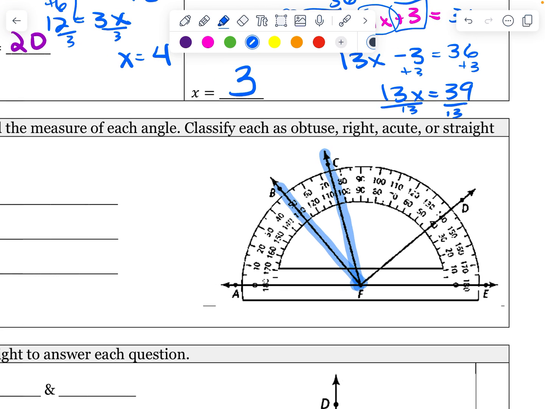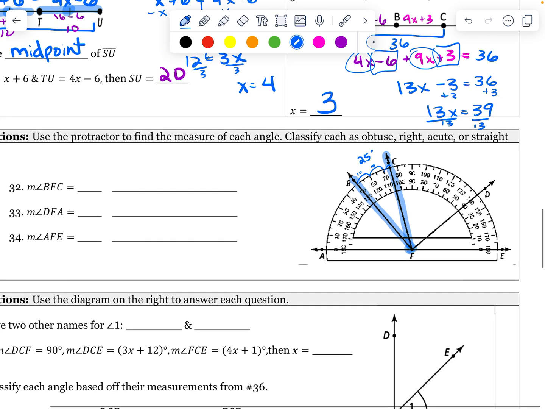Now, kind of hard to read this. Let's see what we got here. I'm just going to use some logic. I know that that's 50 to 60 to 70, so that's 10 and 10 and then 5 more. So it's looking like that is going to be 25 degrees. And if you have a 25-degree angle, it's acute. Little is cute.